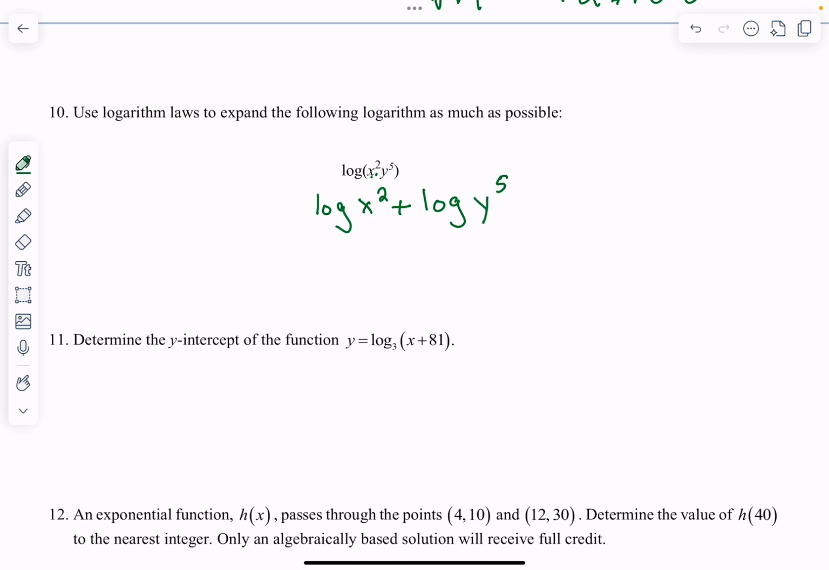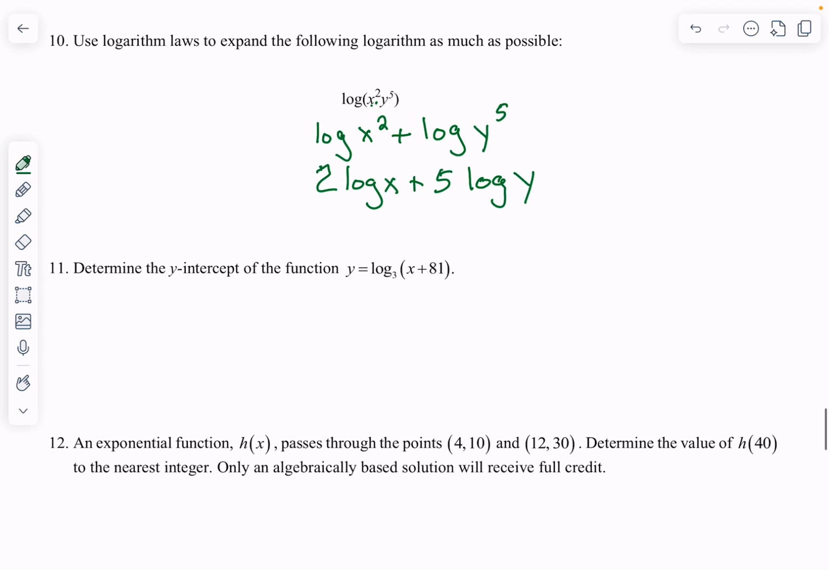Remember, they follow the rules for exponents. So if you multiply, you add them. If they're divided by, you can subtract the logs of each term. All right. Now the second thing is these exponents, right? Raised to a power means multiplying. So if we put them in front, this actually becomes 2 times the log of x plus 5 times the log of y. And that's as simple as you can get it, right? There's nothing else you can do. All right, so that's number 10.